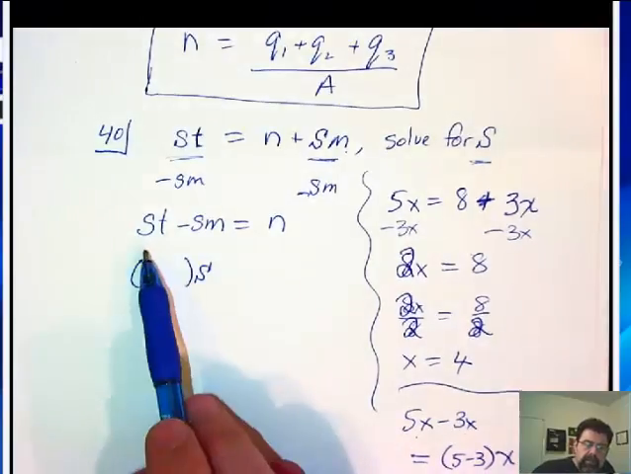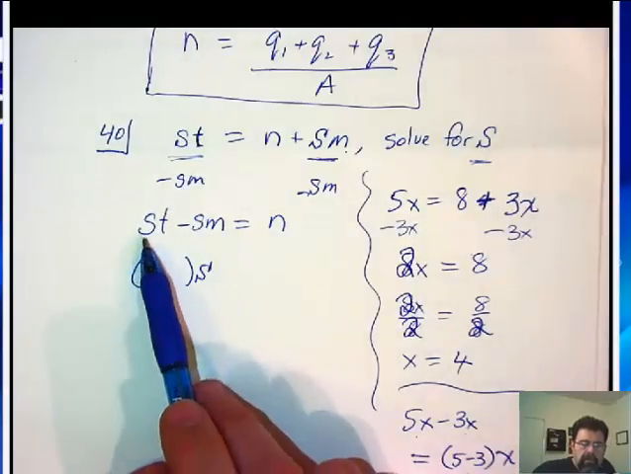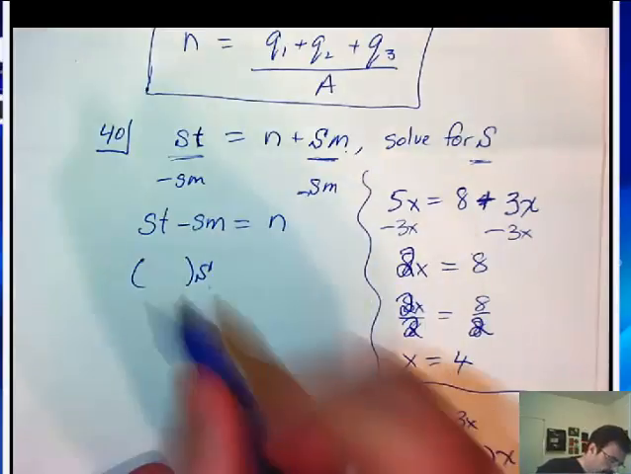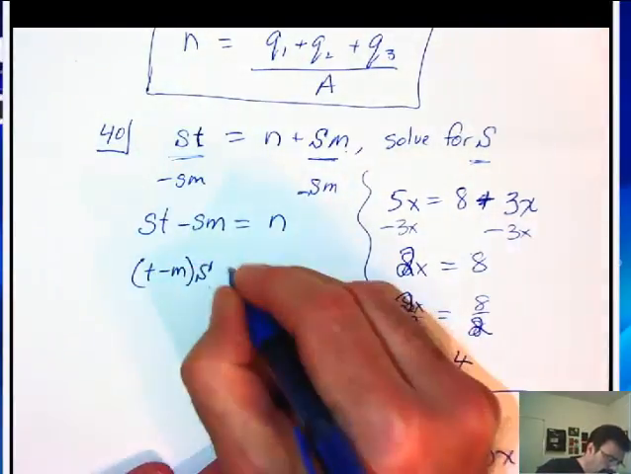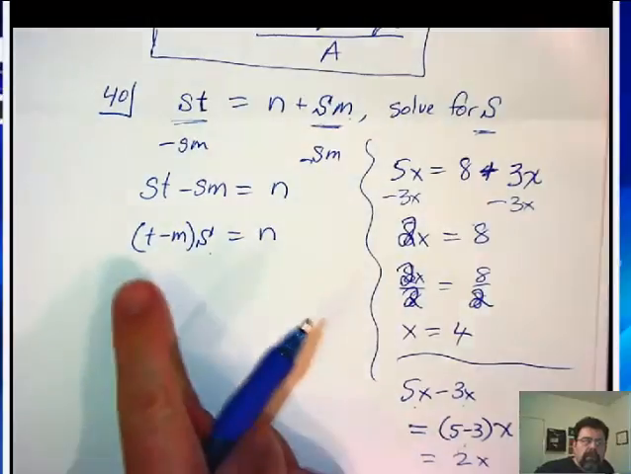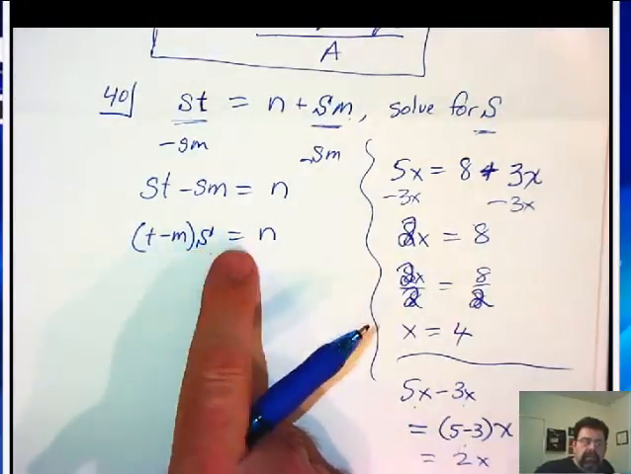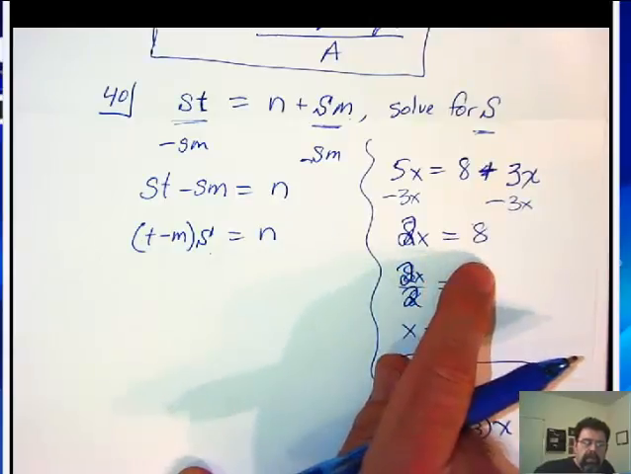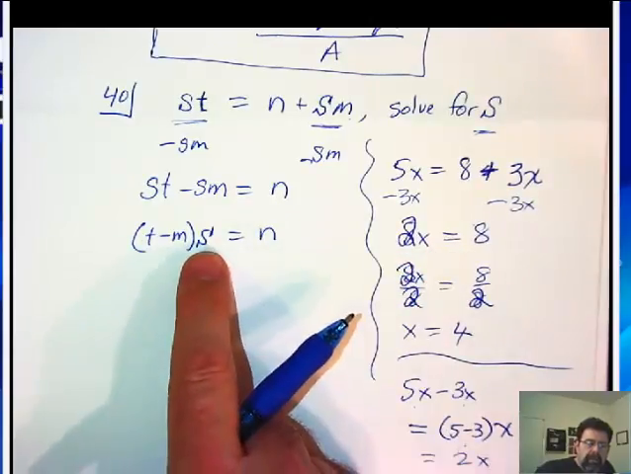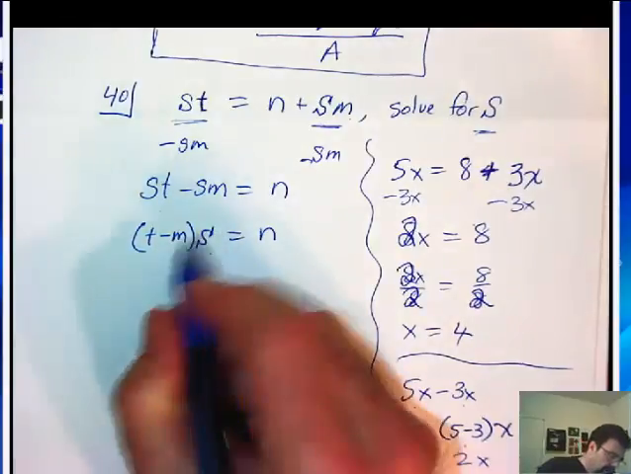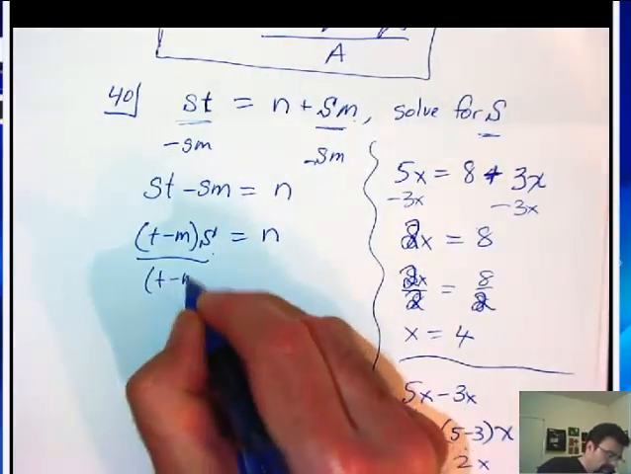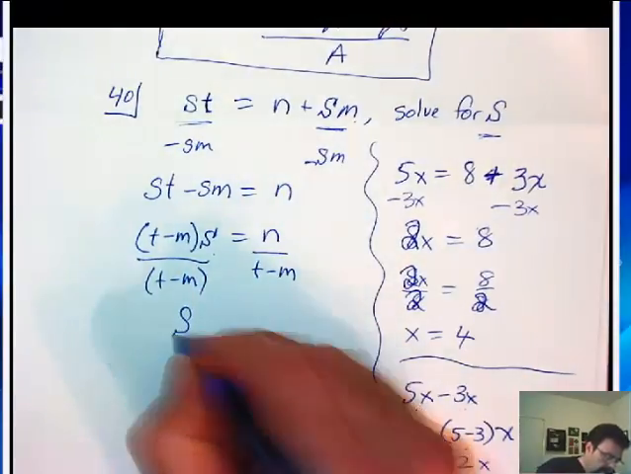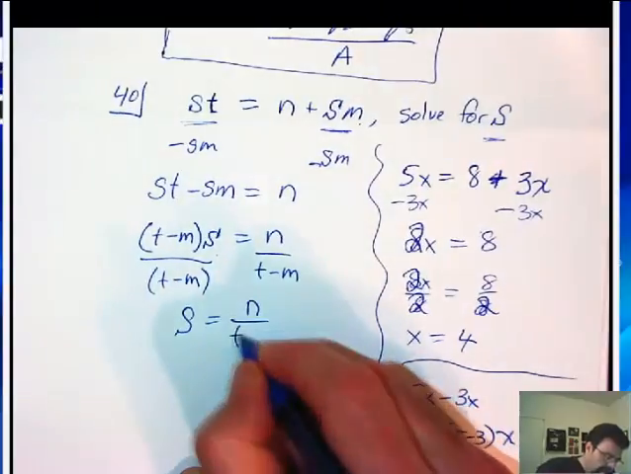So we're going to combine these like terms. They both have s, so really what I do is I factor out the s, and then I have t minus m. Now again, we're viewing this as a number, so we got a number times s equals a number, just like we had 2x equals 8. So for me to get the variable by itself, I need to divide both sides by that number in front of it. So I'm going to divide both sides by t minus m. So s equals n over t minus m.